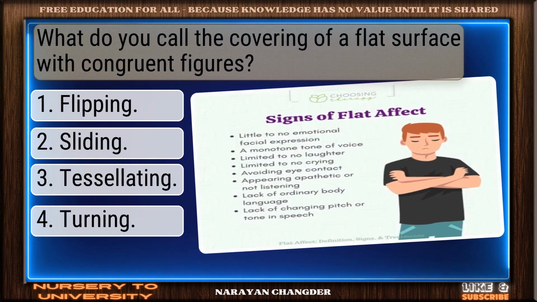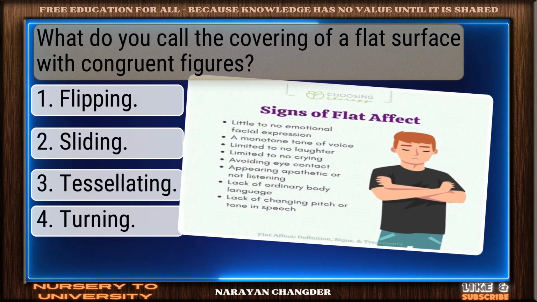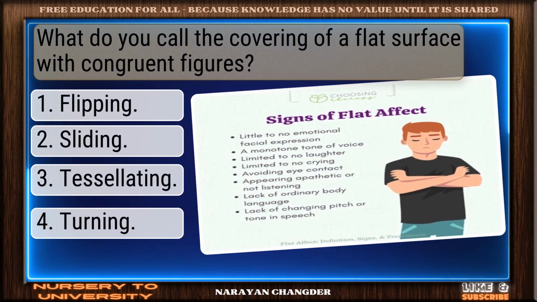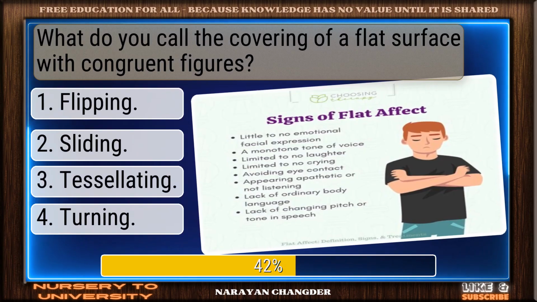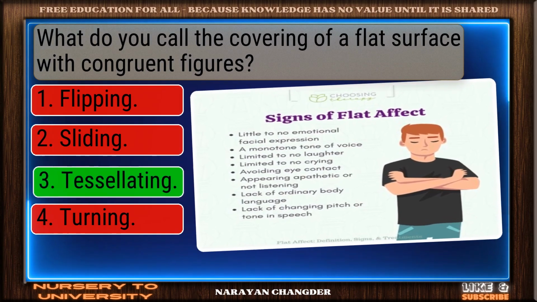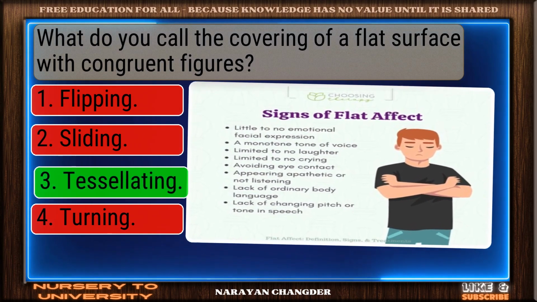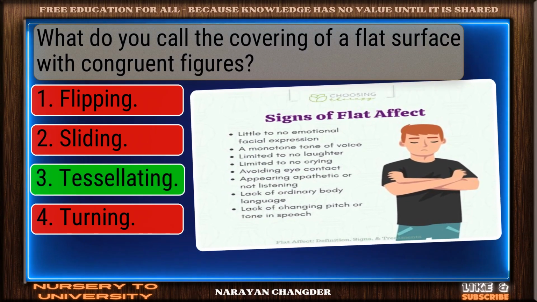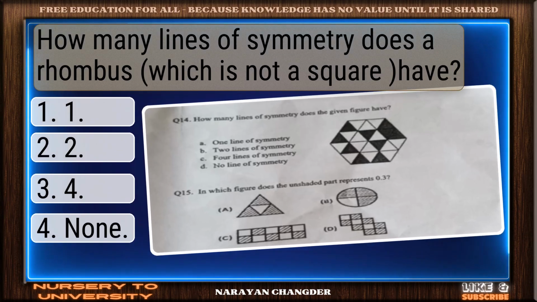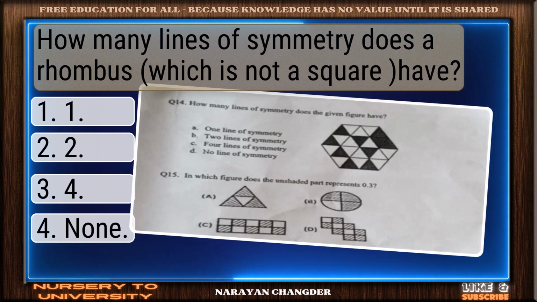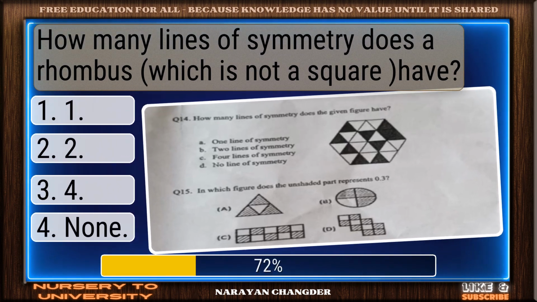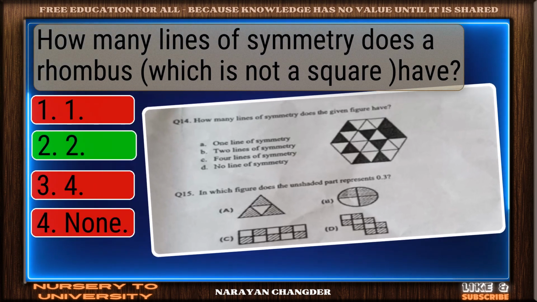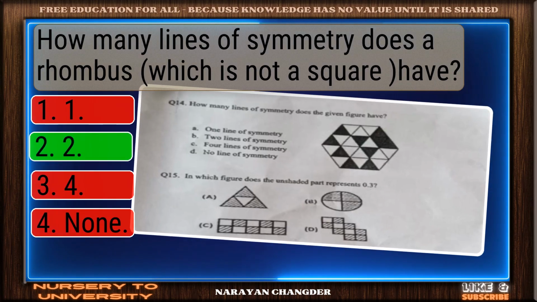What do you call the covering of a flat surface with congruent figures? Clear logic. Your choice tessellating is sound and 100% true. How many lines of symmetry does a rhombus have? Sharp thinking. 2 is the right choice.